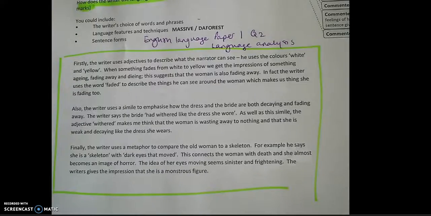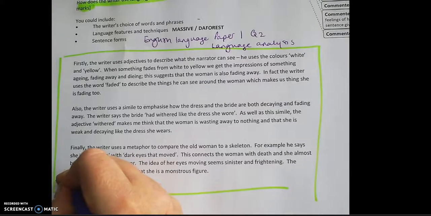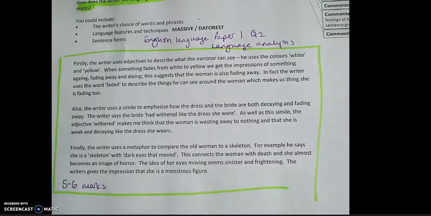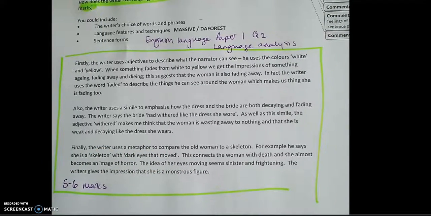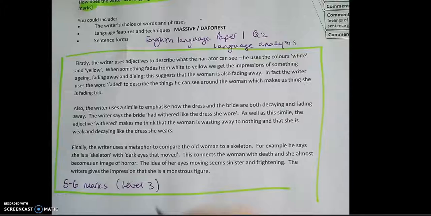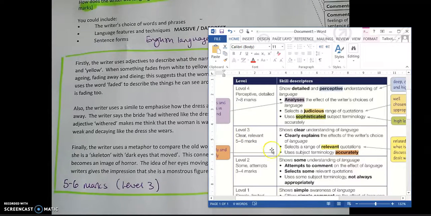Now I think this response would get you somewhere in the region of around 5 to 6 marks, something like that anyway. And that is in the level 3 area for the mark scheme. Okay, so if I bring up the mark scheme here it is, level 3. So I would expect a level 3 response to be doing these things.